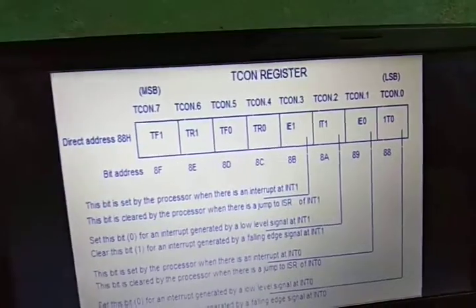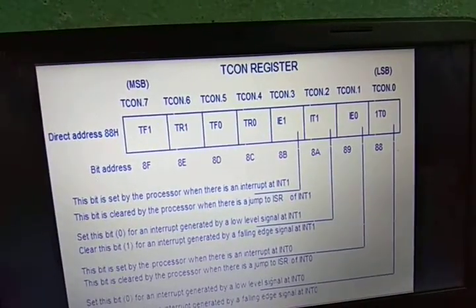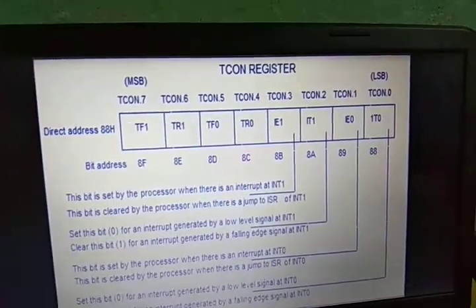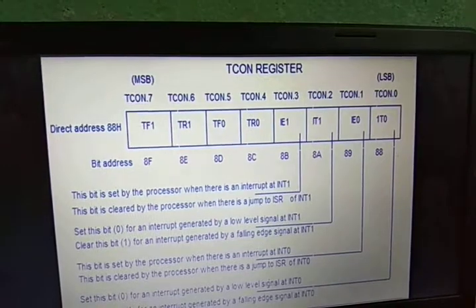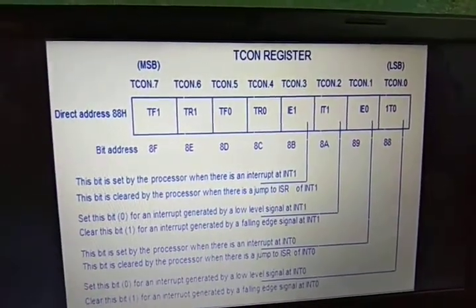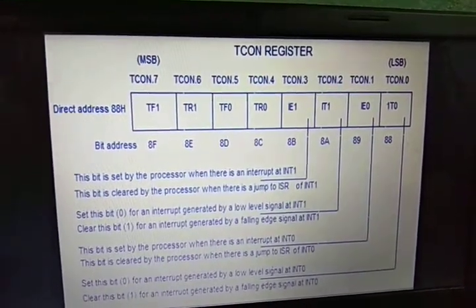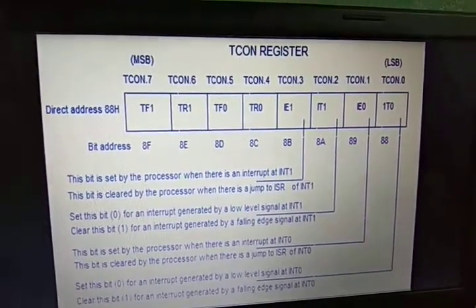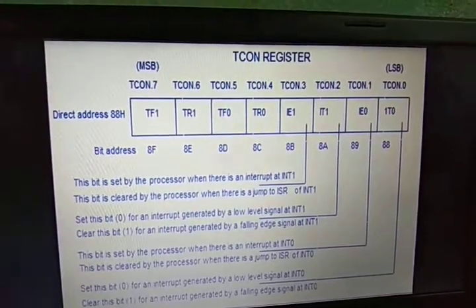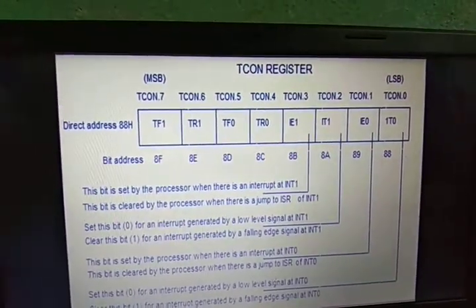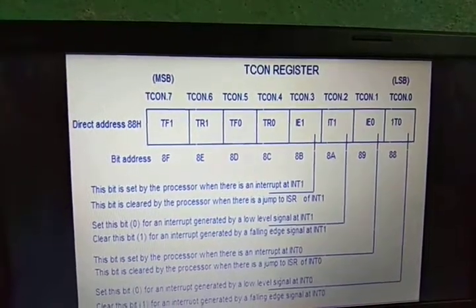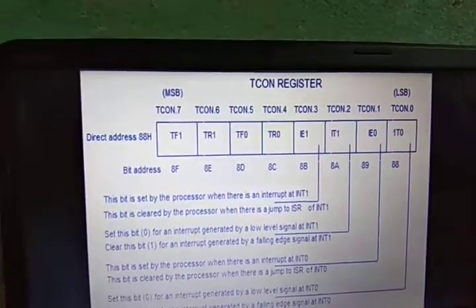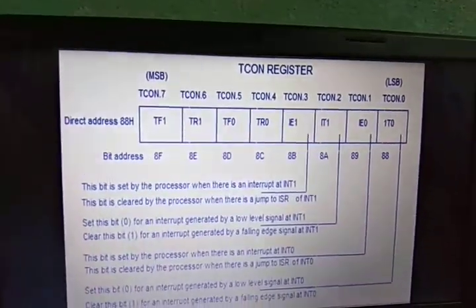And coming to the timer control register, here we are provided with 8 bits. The first bits we are going to use for interrupt control, and the last 4 bits are associated with the timers. So TR0 and TR1 tell whether the timer is running or not, and TF0 and TF1 tell the overflow conditions for timer 0 and timer 1. And the first 4 bits are IT0 for interrupt 0 and interrupt enable 0, IT1 and interrupt enable 1. So this we can understand from the interrupts concept.